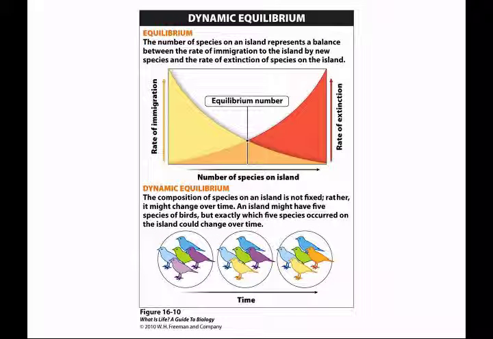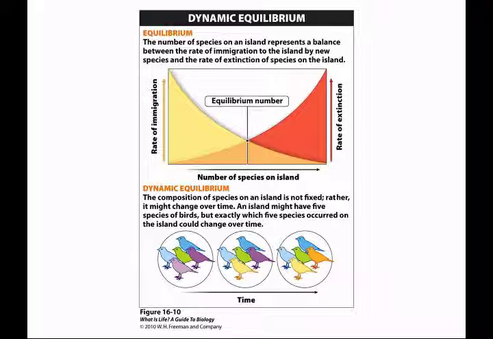What we call this is a dynamic equilibrium. Here along the left side is the rate of immigration, so how fast species can come from the mainland or from other adjacent islands. And then along the right-hand side is the rate of extinction, so how long it takes for species to become extinct. You can see the meeting of those graphs in the middle, which will predict the number of species that are on that island.